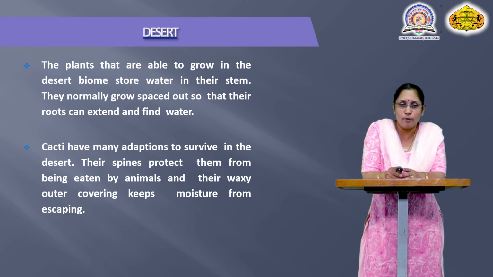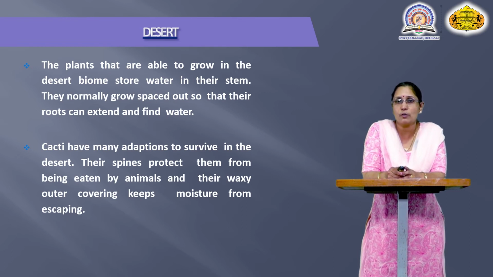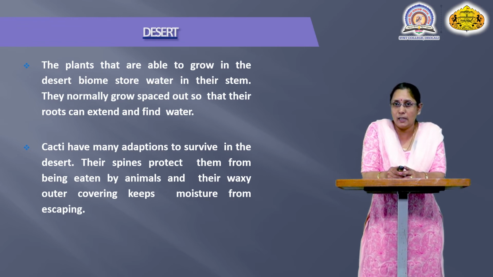So cacti have many adaptations. Everybody might have seen a cactus, which shows thorns, or spines. What is the use of the spines and thorns? And if there are leaves, they are waxy, or some sort of moisture can be seen. What is the use of the spines and of this waxy area which we can feel on cactus plants? It has been observed that these spines protect them from being eaten by animals or predators.